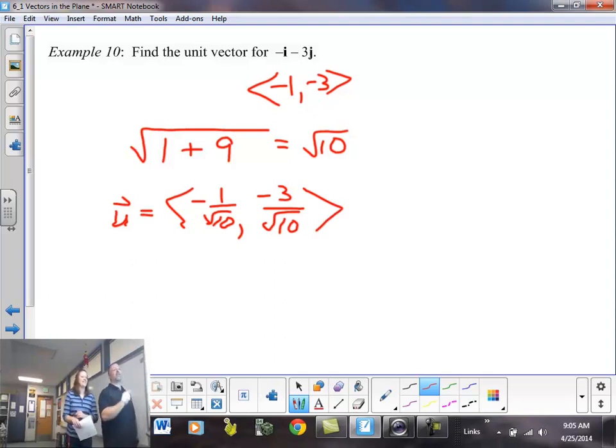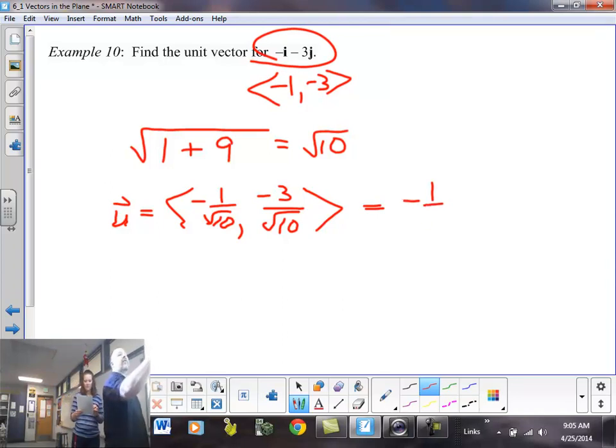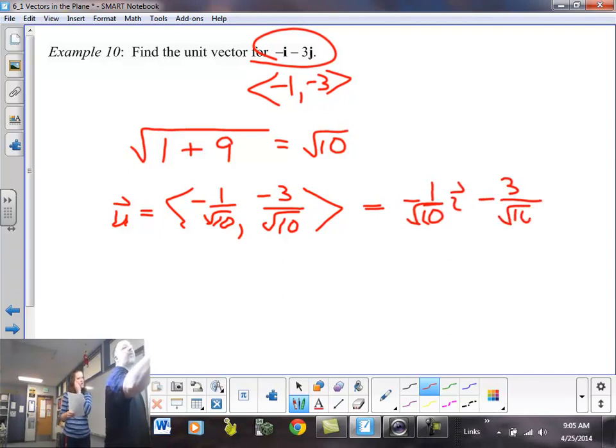Those are square root symbols, in case they look like whatever. If we started with this in standard unit vector form, let's go ahead and rewrite it that way just for fun. This would be -1 over the square root of 10 i minus 3 over the square root of 10 j. Either of those answers would be correct.